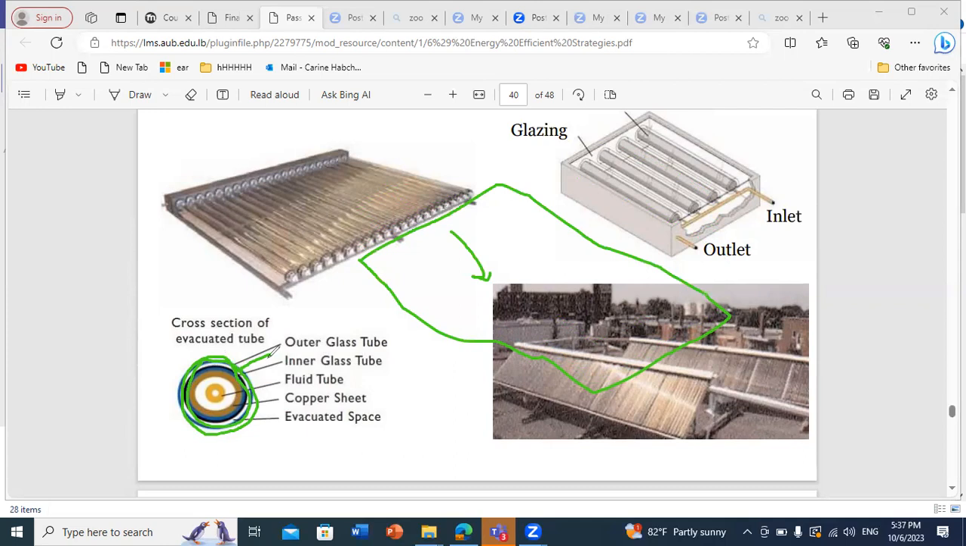Here we don't use only an outer glass tube, we use also an inner glass tube to enhance the trapping effect. And you have a fluid tube where the fluid will circulate, and the evacuated space also will help you into trapping more energy. So this concentric design will optimize, if you want, the storage and the transfer of solar energy to the fluid, and it will lead to much larger heating power. But of course, the cost will be much larger. Okay.